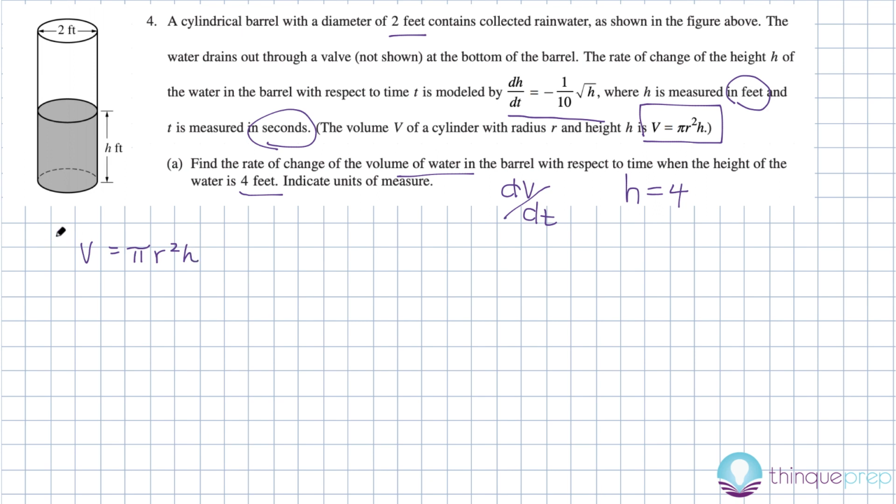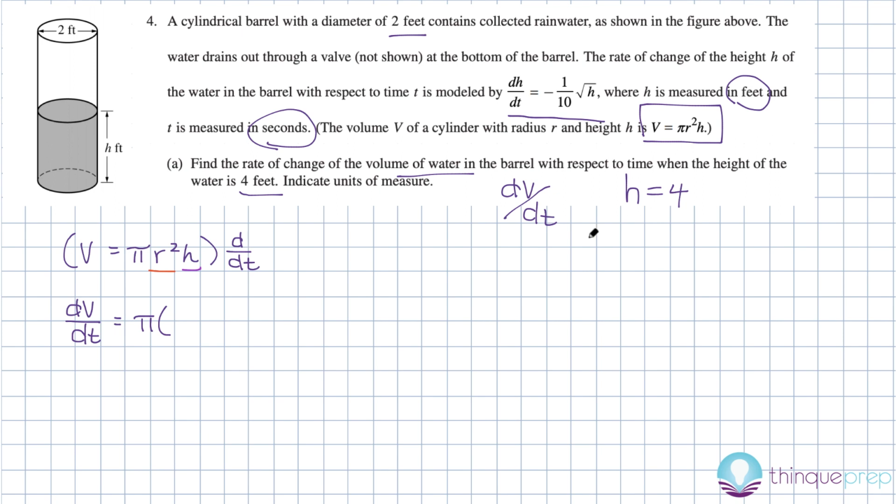In order for us to do this problem, we need to take the derivative of both sides with respect to t. Now the left side is super easy to take that derivative. The derivative of V is just dV/dt. The right side is a little bit more tricky. We have this pi as a constant, so we can factor that out in front. But if you notice, r squared times h is actually a product with two variables. So when we have a product with two variables, then we need to do the product rule.